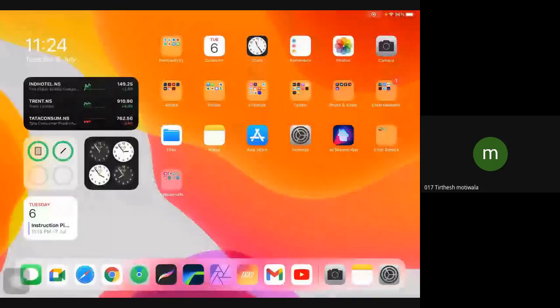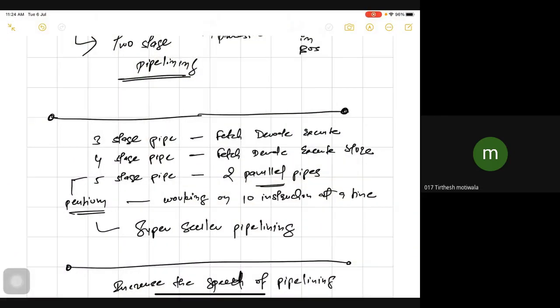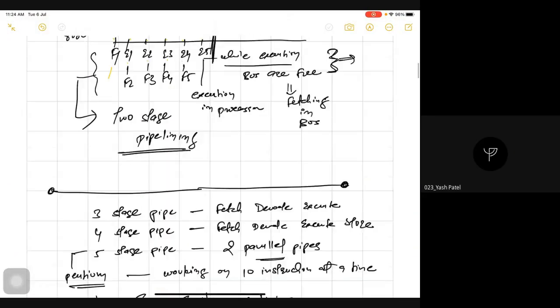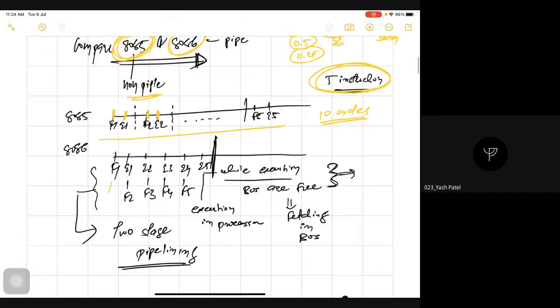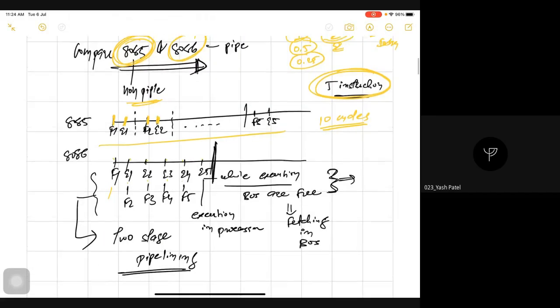Are you able to see my screen? So in a normal 8085 processor, you fetch the instruction, you execute the instruction, you fetch the instruction, you execute the instruction. There is no pipeline available. So the problem is, if you want to execute 5 instructions, you require 10 cycles. Is it fine?